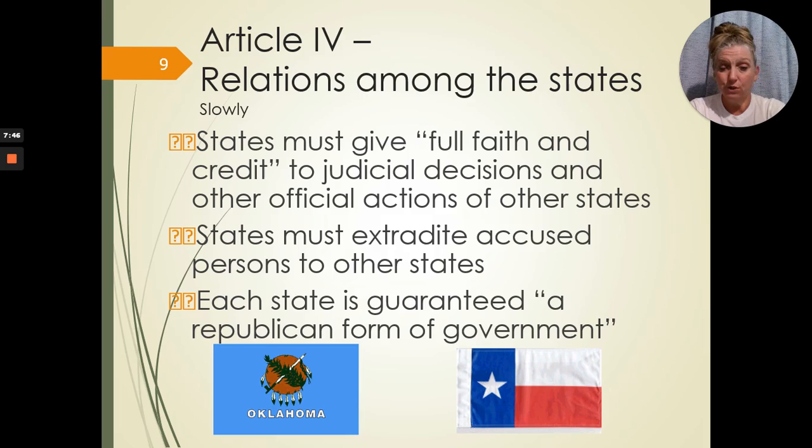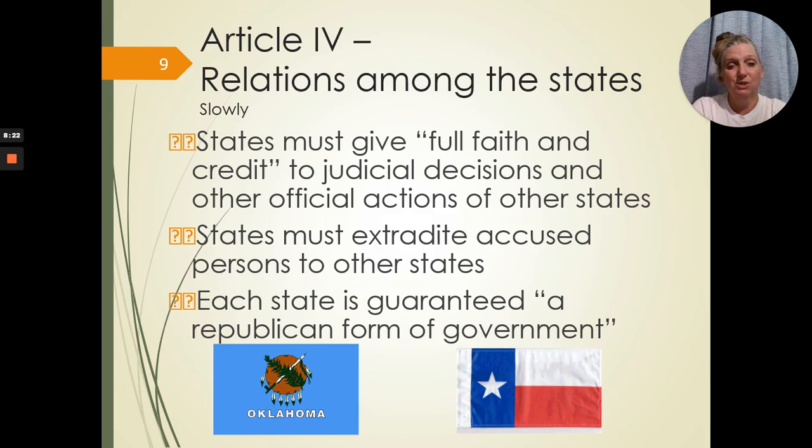States must extradite the accused persons to other states. So if Billy Bob commits a crime and he flees the state, and he flees to Montana, the state of Oklahoma can reach out to Montana and be like, hey, we suspect that Billy Bob is residing within your borders. If you pick him up, we want him back. And sometimes it's an active search, like they're like, we know he's there, and especially if it's dangerous, like murder, kidnapping across state lines, those sorts of things.